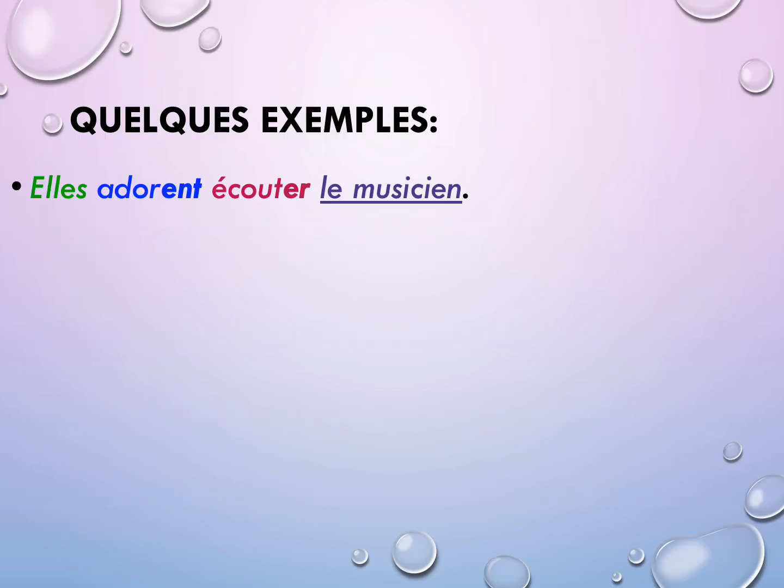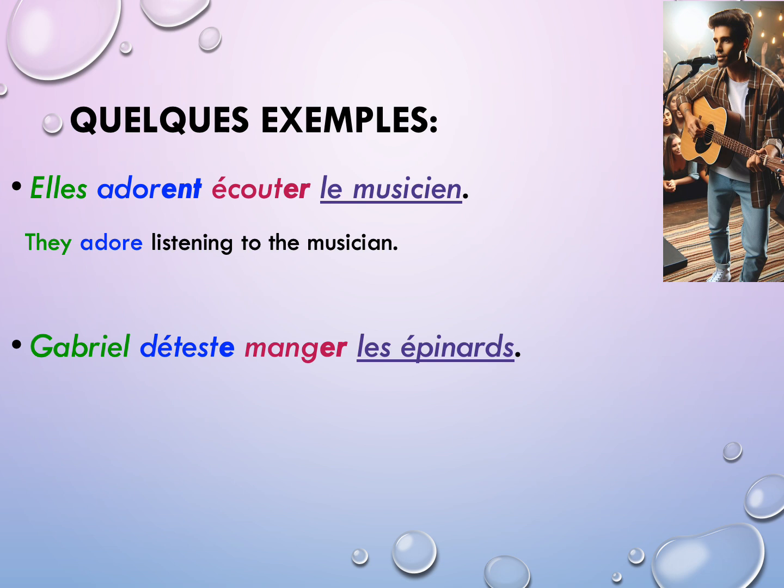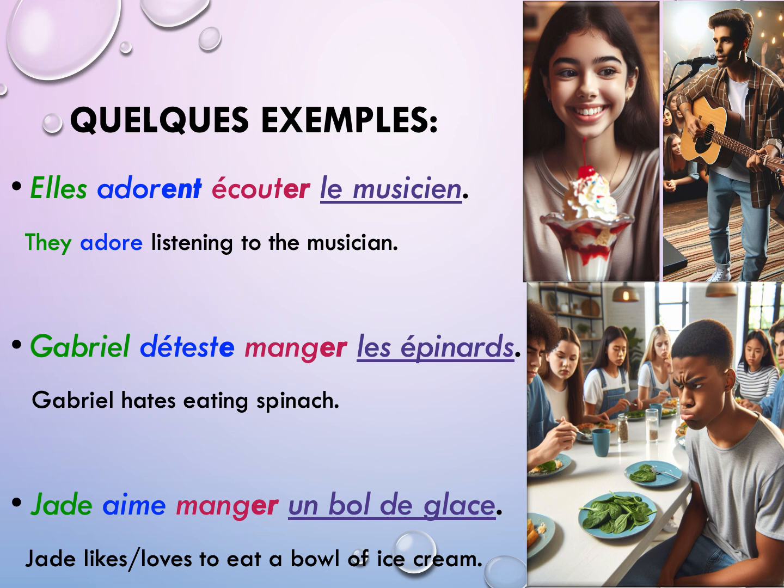Quelques exemples. Elles adorent écouter le musicien. They adore listening to the musician. Gabriel déteste manger les épinards. Gabriel hates eating spinach. Jade aime manger un bol de glace. Jade likes or loves to eat a bowl of ice cream.